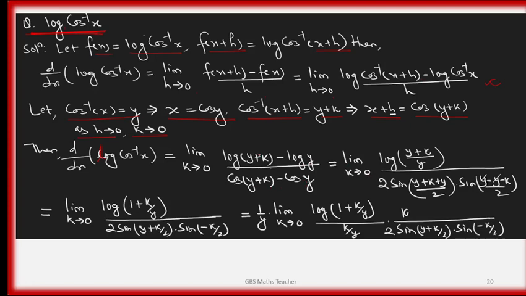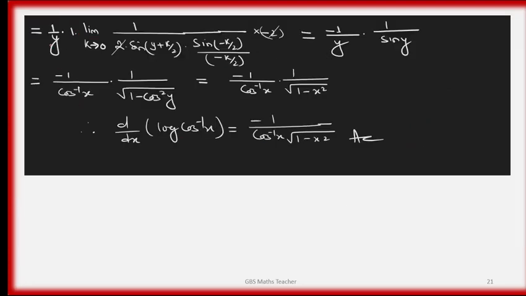Limit k tends to 0. Log b minus log a is log of b by a, and cos c minus cos d is in the same pattern as before. So limit k tends to 0 of log of 1 plus k by y, as repeated in the previous question, over the denominator, minus 2 sine of y plus k by 2 times sine of k by 2. To change the pattern, we take 1 by y times limit k tends to 0 of log of 1 plus k by y, and the 1 by y can be cancelled, making it k by y over the denominator.